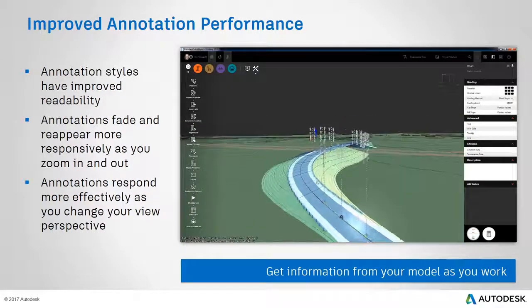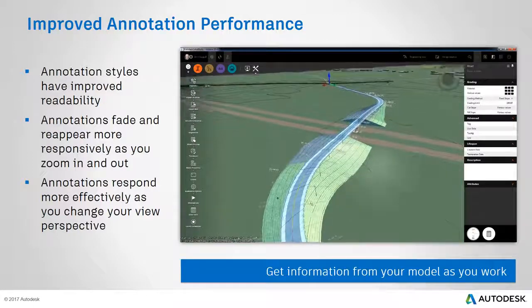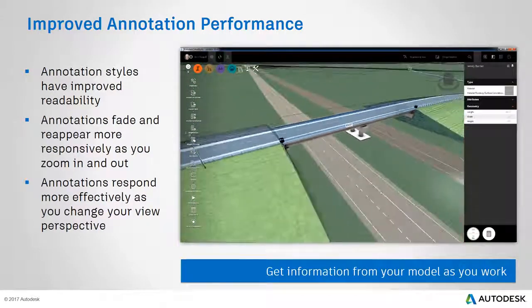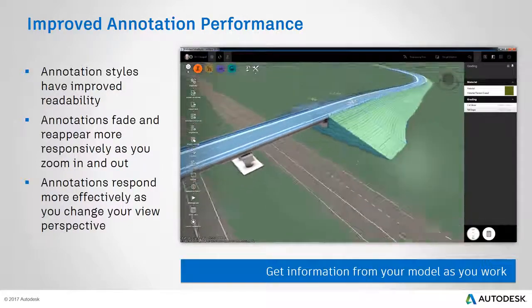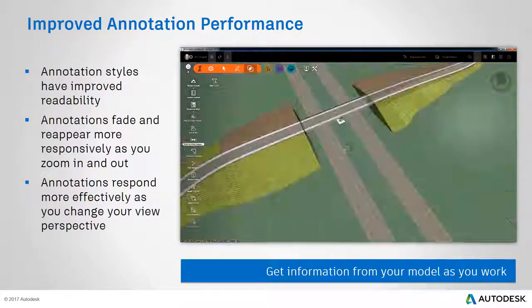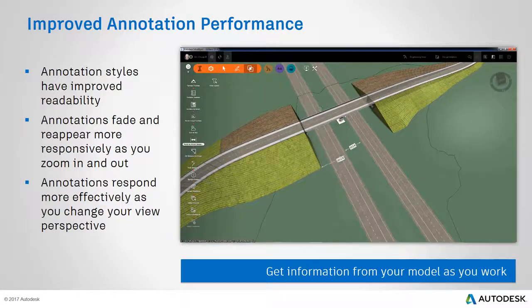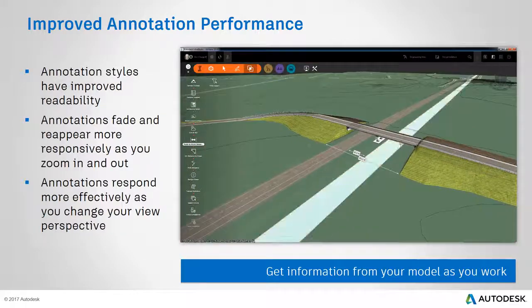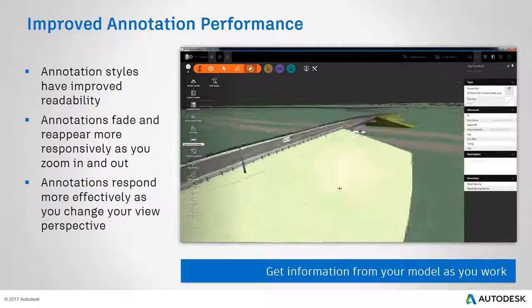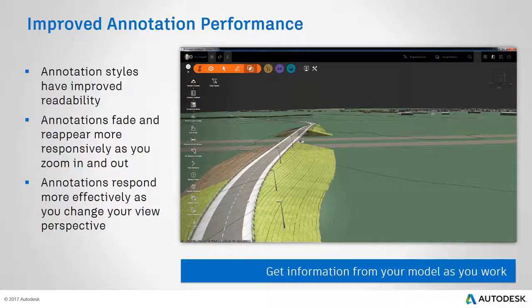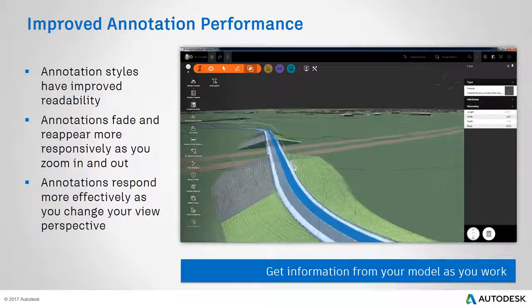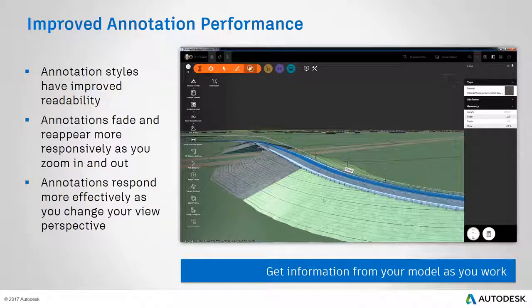Another improvement you'll find in this release of InfraWorks is an overall improvement and enhancement of annotation visibility and performance. You'll notice that when you click on objects to display their labels, they behave more smoothly, that they appear and disappear smoothly as you zoom in and out, and that there are fewer instances where they overlap one another or obscure each other. And you'll find that the style of the annotations is more readable and clear than ever before. There are many different ways to annotate your model as you work in InfraWorks. And the new style and behavior and performance of these annotations is going to make working in your models even easier than before. Why is this improvement important? It makes it easier for you to get information from your model as you work.